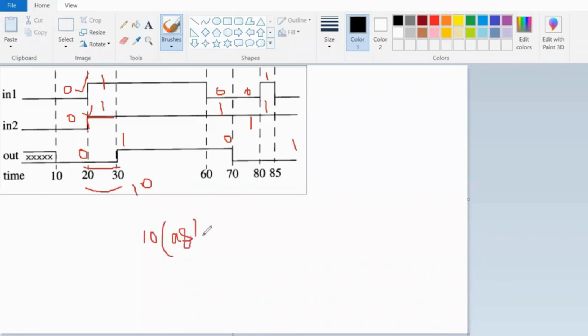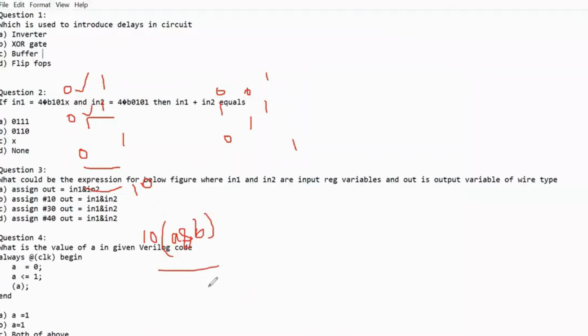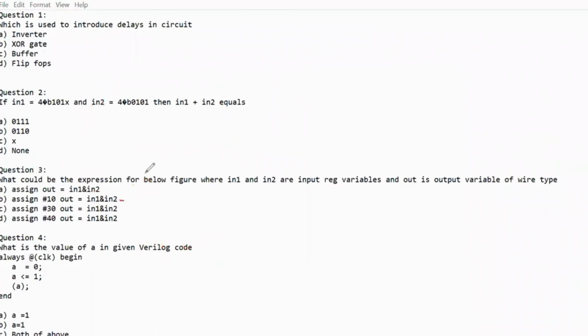Suppose A and B are input 1 and input 2, that is the correct operation, right? So option B is correct. Do you have any doubts? No, ma'am. Okay. Next one.